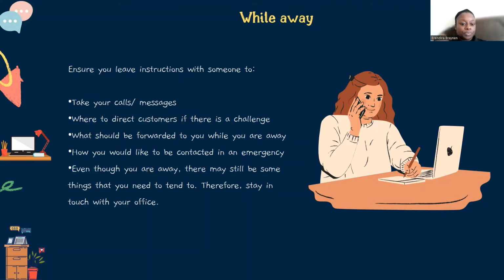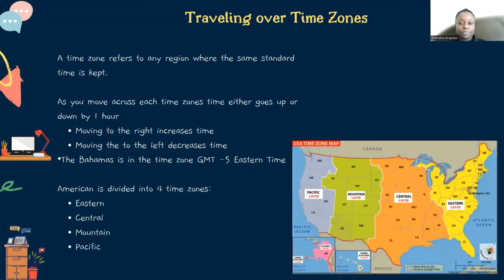You also want to let them know how you would like to be contacted. Do you want them to send an email? Do you want them to call, send a text? If there's an emergency, how should I be contacted as the traveler? And then even when you're away, you want to make sure that things don't come up that you're not aware of, or that they forget to tell you something important that happened. And so therefore, you always want to make sure that you also stay in touch with your office. That's always important as well.